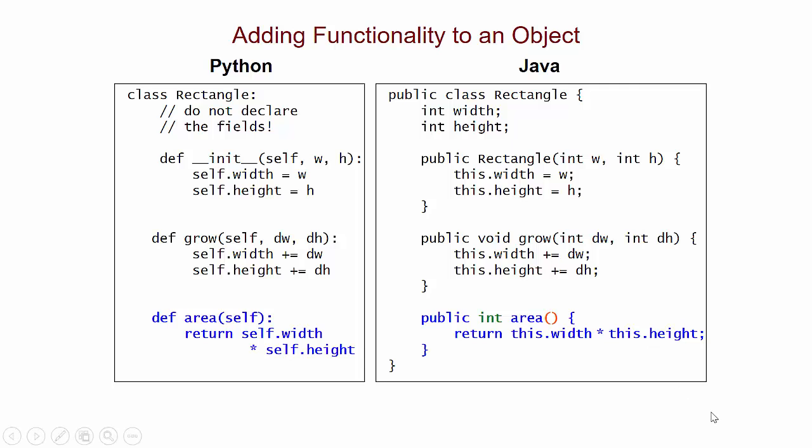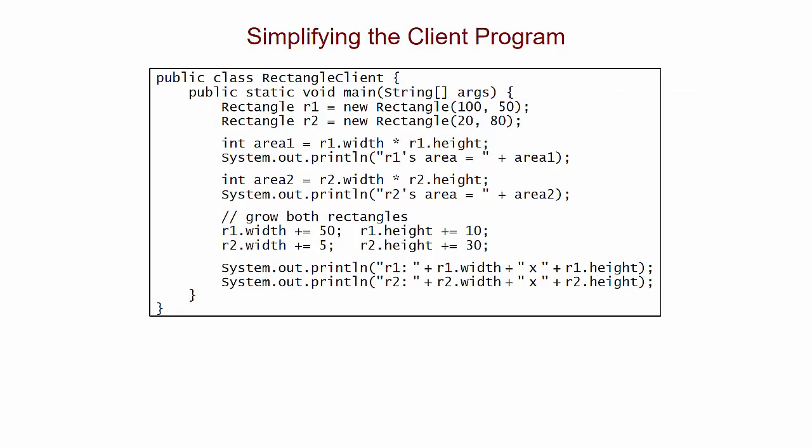Now that we have these methods inside our class, we can simplify our client program. Up here where we had to compute the area ourselves, we can now call the area method on r1 to get its area. The return value replaces the method call, and we assign it to the variable area1. We then do the same thing down here. Where we used to compute r2's area, we're going to call r2.area. So we'll get the method inside r2. It will return the area of r2, and we assign that to the variable area2.